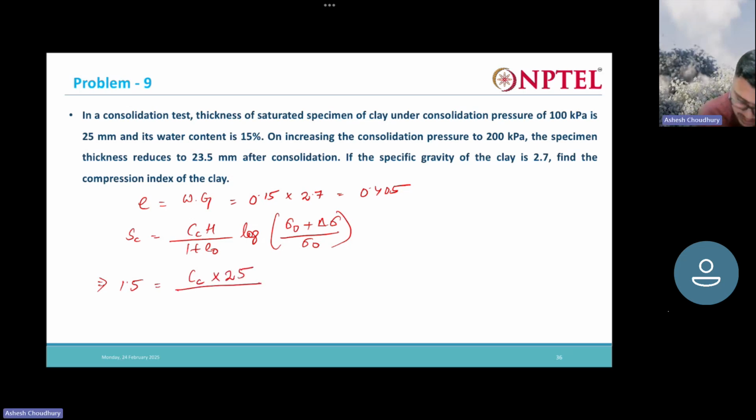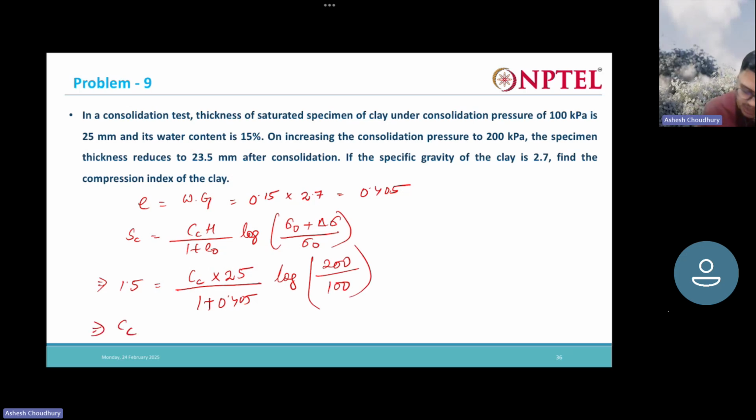25 mm is the height of the section. 1 plus E naught. E naught was 0.405, right? Into log. So what is the increased stress? 200. Initially it was 100. From this we can find out what? We can find out CC.